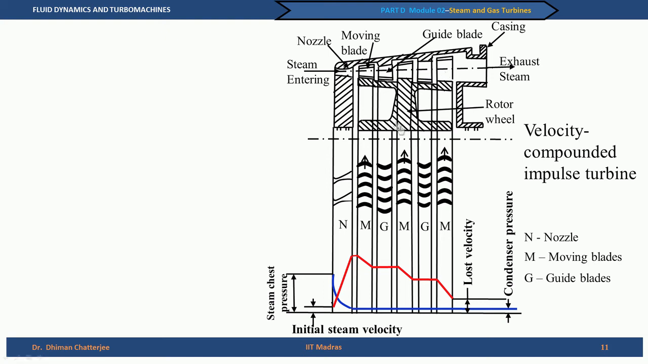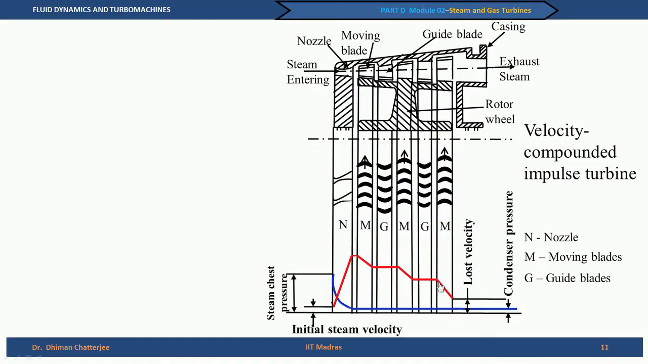So, what happens here is that the pressure reduces only in the nozzle and then it remains constant to the condenser pressure. The velocity in this case first increases in the nozzle and then reduces in the moving blade, remains roughly constant in the guide blade, reduces again in the moving blade, and so on and so forth. Now, in case of the pressure compounded impulse turbine, I said that you can try to visualize and remember that a pressure compounded impulse turbine is nothing but an impulse turbine in which pressure is reduced in stages.